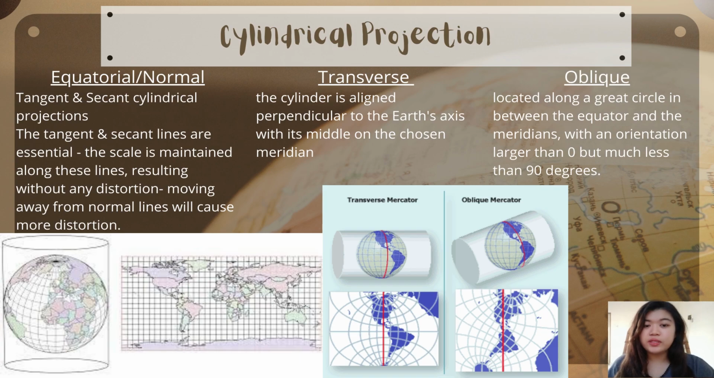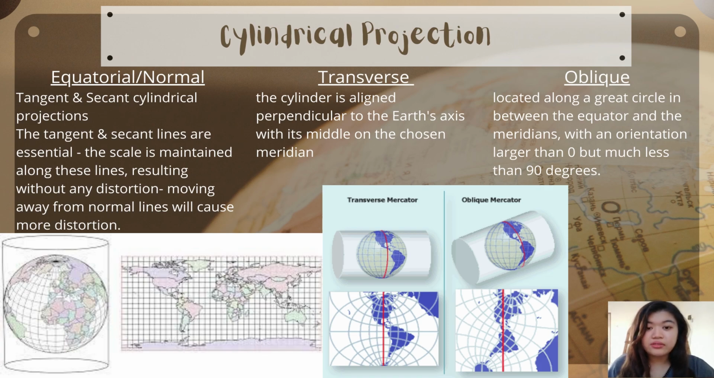Cylindrical projection consists of 3 types. One is equatorial or normal, the second is transverse, and the third is oblique. The normal or equatorial one can be tangent or secant cylindrical. The tangent and secant lines are essential because the scale is maintained along these lines, resulting in no distortion. Moving away from the normal line will cause more distortion.